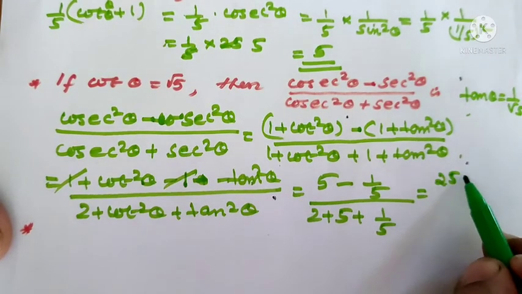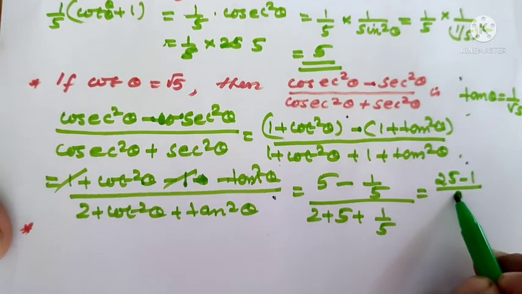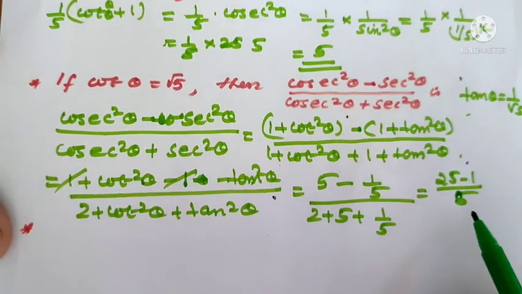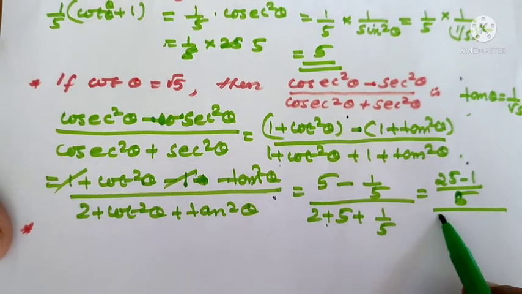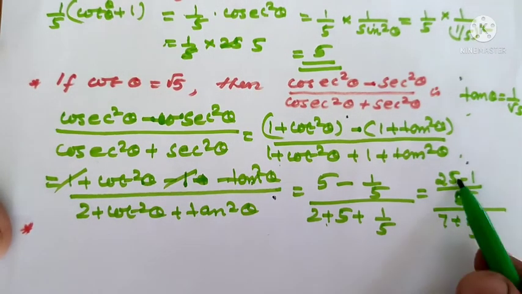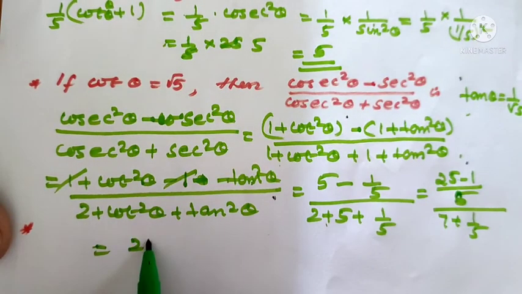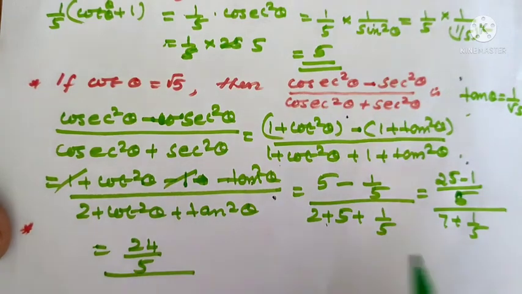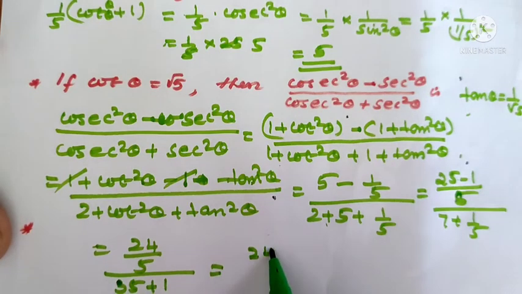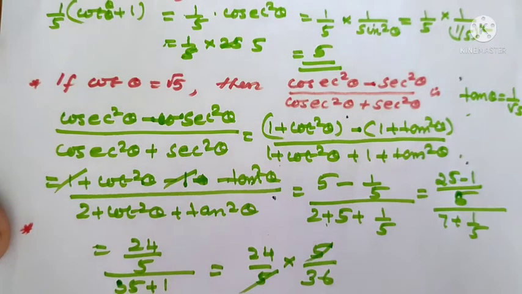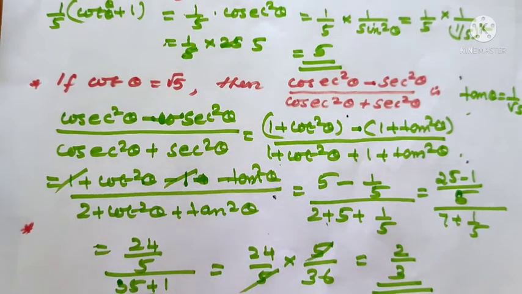So 25 minus 1 divided by 5 after taking the LCM in the numerator, divided by 7 plus 1 by 5. So 25 minus 1, what is the answer? 24 by 5. 7 plus 1 by 5 is 35 plus 1 divided by 5. So 24 by 5, reciprocal here 5 by 36 will come. So 5 will get cancelled. So what is the answer here? 2 by 3 after cancelling with a 12.